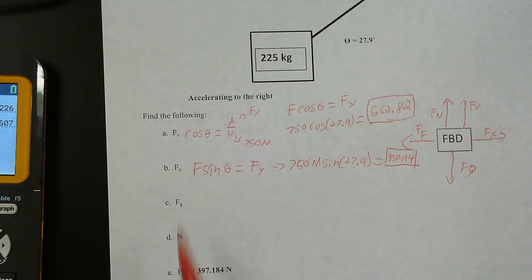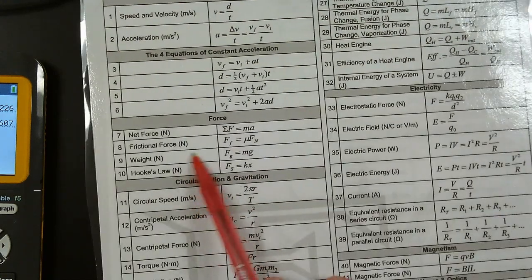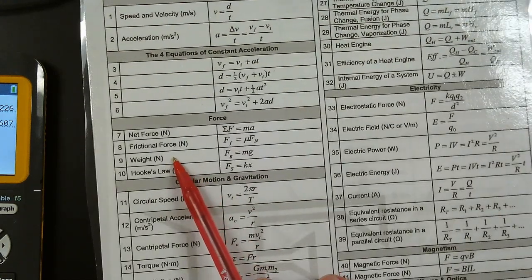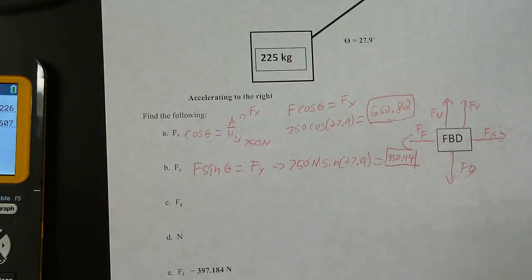Next thing it wants me to find is Fg. Fg is another one of those ones that's very easy to find. It has its own formula. It is on your formula chart. If I grab that right here, the weight formula. Again, as a reminder, weight and force of gravity are the same exact thing. So Fg equals mg. There's my formula.